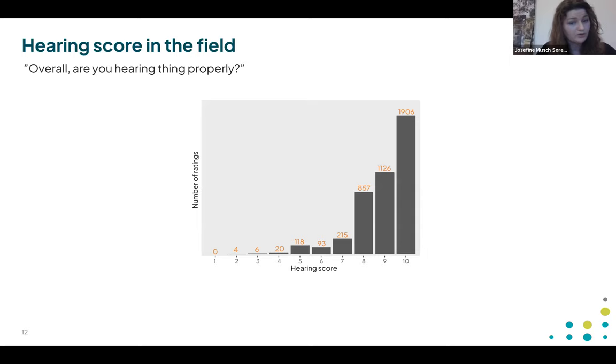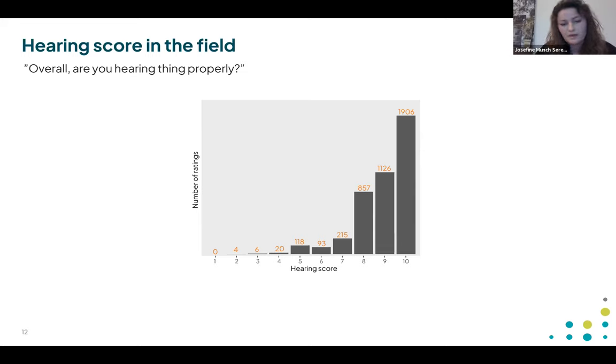So how are people scoring on these EMAs? This is now a histogram of the number of ratings done for each of the 10 points on the hearing score scale on the x-axis. And it is clear that people tend to rate their hearing very high. So is that just because people are hearing great out in the world? Maybe not, maybe it is. But there may be several things going on here.